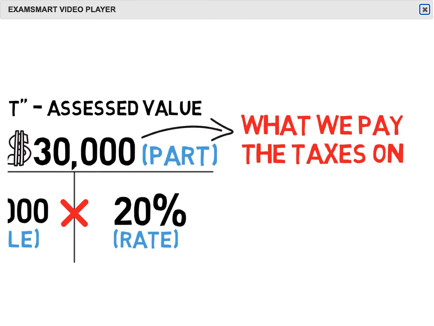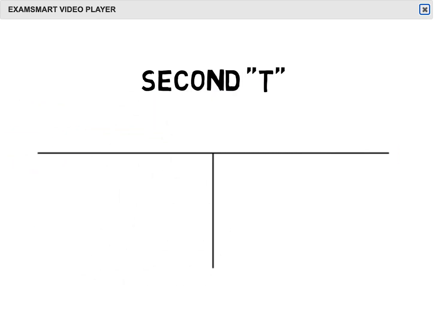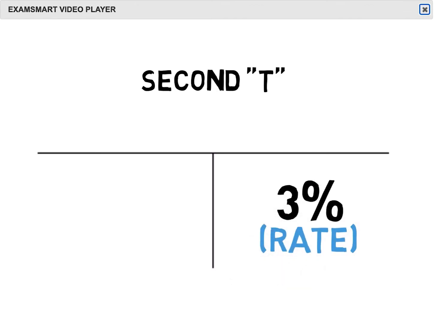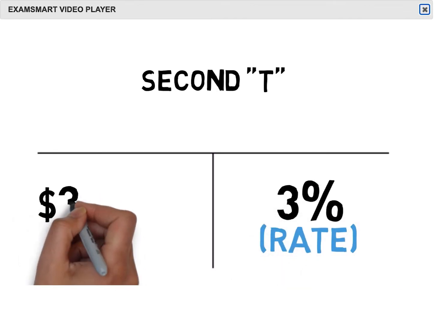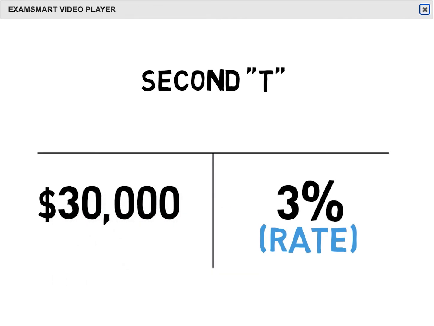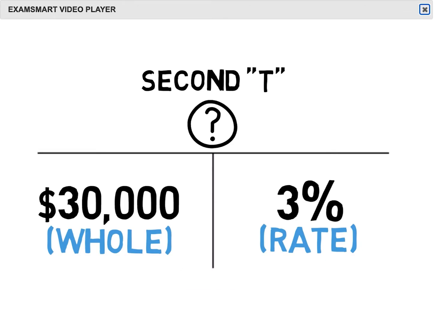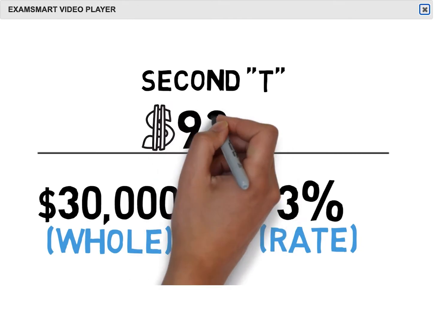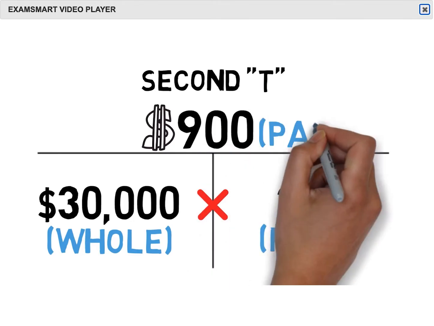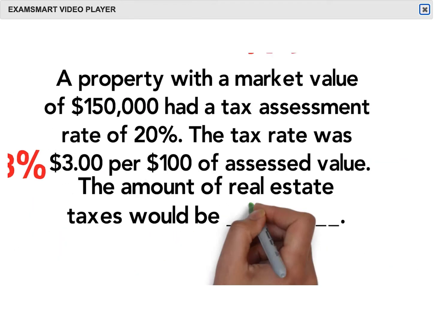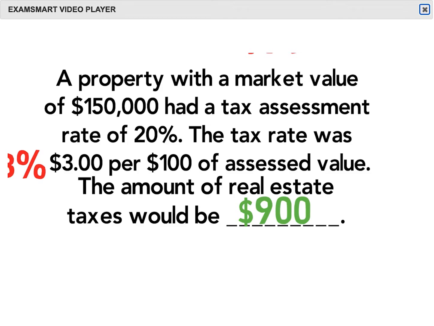The assessed value is what we pay the taxes on. So in our second T, we know that the tax percentage is 3%. That goes in the bottom right. The assessed value will be the larger number, 30,000. That's our whole amount. That goes in the bottom left. Once again, our formula says to multiply straight across. So we will take 30,000 times 3%, and that will give us our part, or the actual amount of taxes, of $900 on this property. $900 would be our answer.